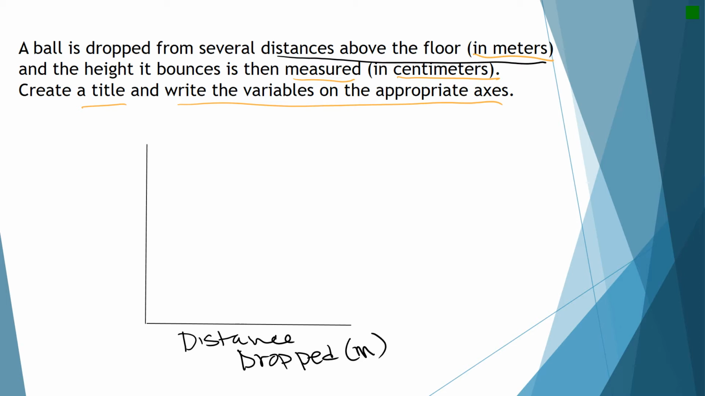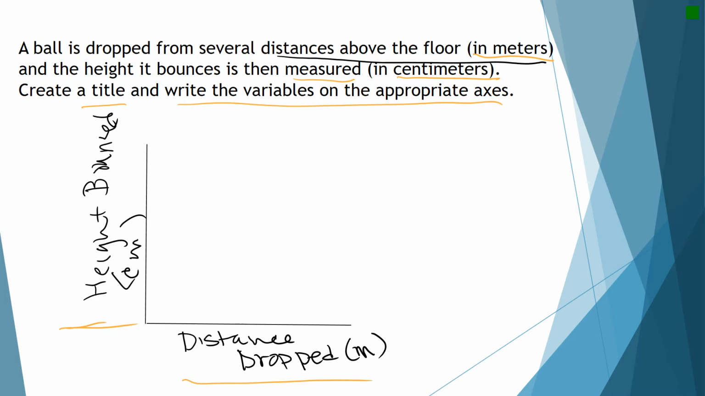Then what changed because I changed the distance it was dropped from? I'd write height bounced. And once again, you need your unit, which would be centimeters. Now you need to create the title. One way you can remember this is that you always read left to right. So what do we run into first? We run into the y-axis first, and then you run into your x-axis. So you're going to write height bounced versus distance dropped.